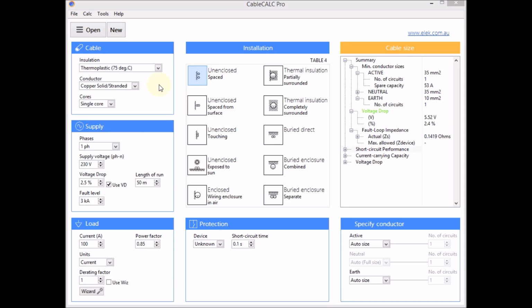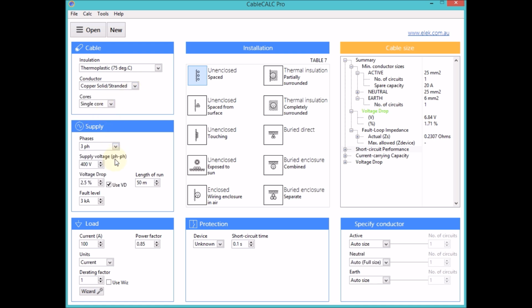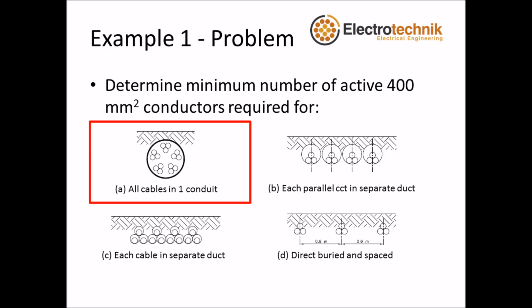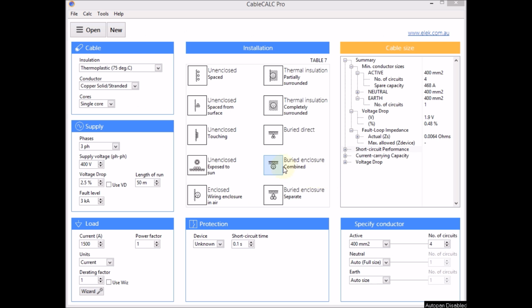The first thing we do is set up the common cable type, supply, and load settings for the problems. Note that the length of the run is not given, so voltage drop will be ignored. We can fix the cable size to 400 mm squared and increment the number of parallel three-phase circuits until compliance is achieved. The first scenario A is for all cables in one conduit. The installation condition is already set correctly.